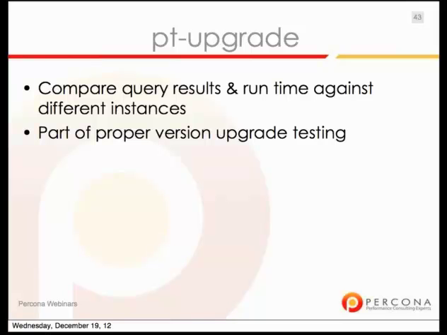I can then feed that to pt-upgrade and ask it to connect to a 5.1 server that should be configured just the same as production, and to a 5.5 server that should be configured as we expect it to be after the upgrade. And if there's any difference, like I said, result sets, response time, errors or warnings, the tool will tell it to me. And this is especially important to catch early anything like an incompatible change.